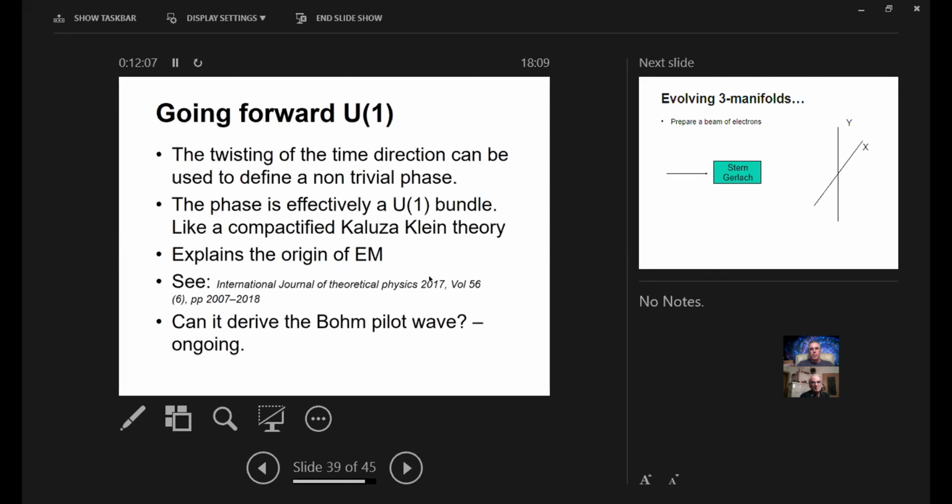And this is, I've done a paper on this, where I start with the twisting of the time direction, define the U1 bundle, and get the equations of electromagnetism out with some slight puzzle about what's happening with the charges. And the thing that I'm working on now is, can we take this forward and somehow get something that looks like the pilot wave? Yeah, so that's what I'm looking at now.